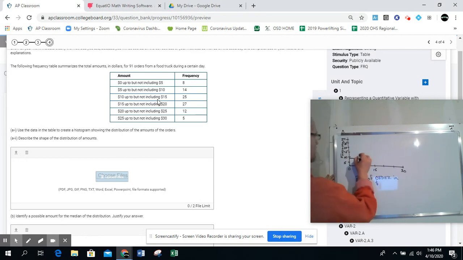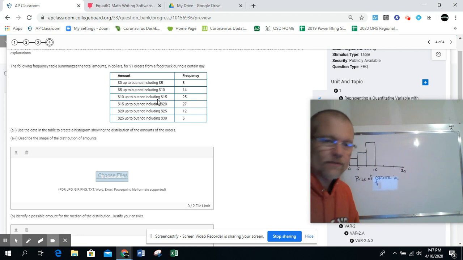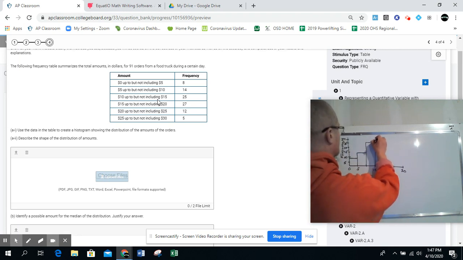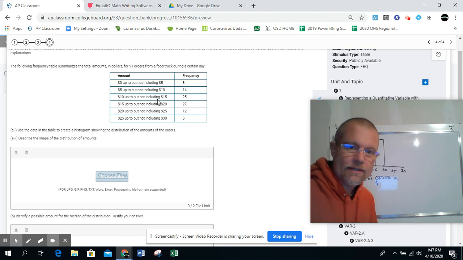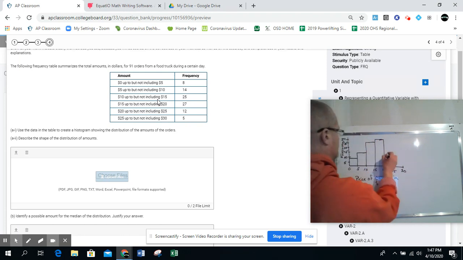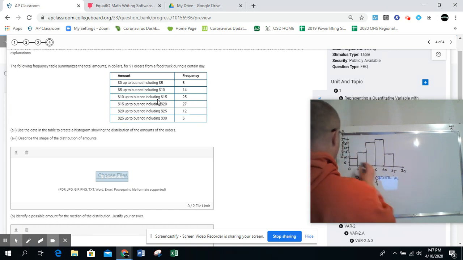So the next one is 14. Next one is 25. Next one is 27. And this is 10, 15, 20, 25. And then the next one is 12. And then the last one is 5.